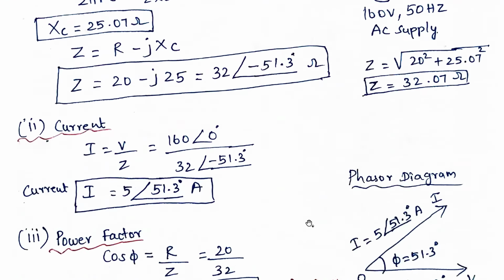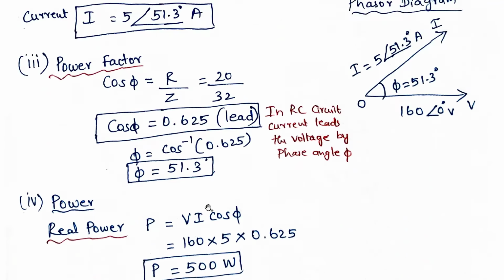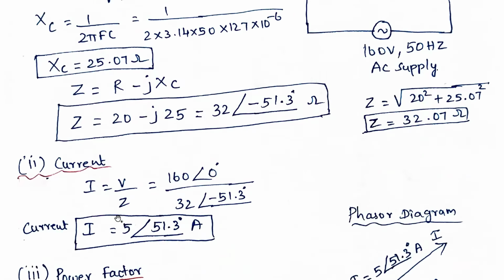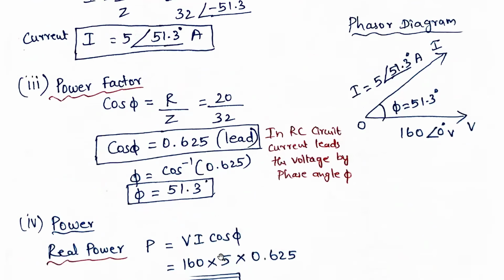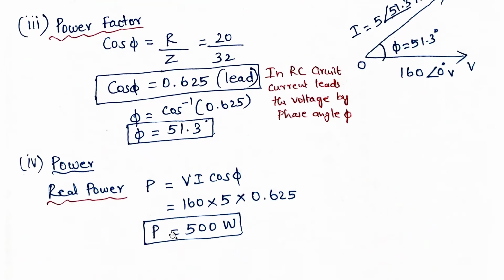Next is power. There are two types of power, real power and reactive power. Since they just said power, we need to find the real power. Real power P is equal to V I cos phi. V is 160, given in the problem. I is 5, which we calculated, taking only the magnitude. So 5 into cos phi, which is 0.625. If you calculate the power, we get 500 watts.